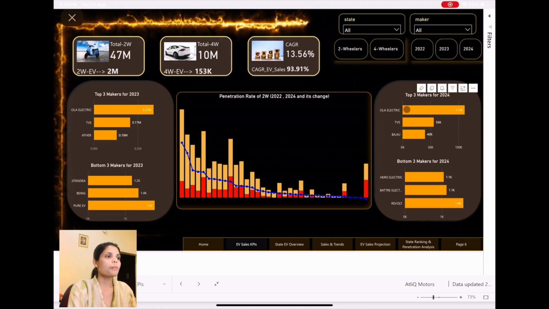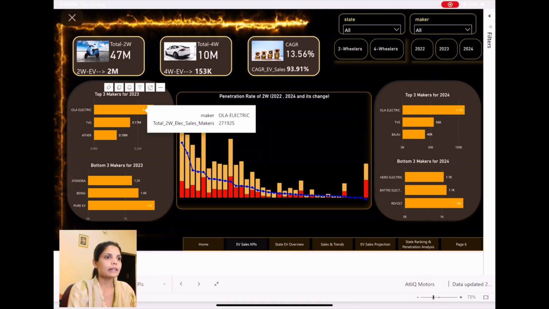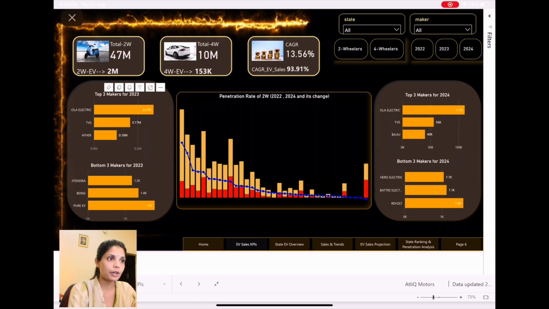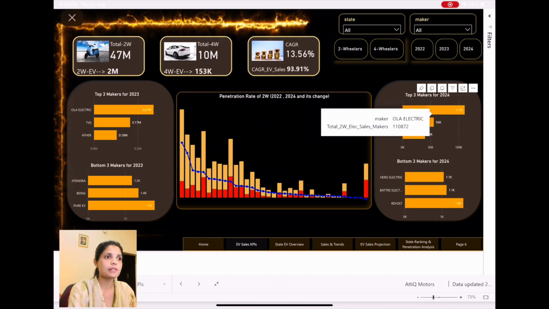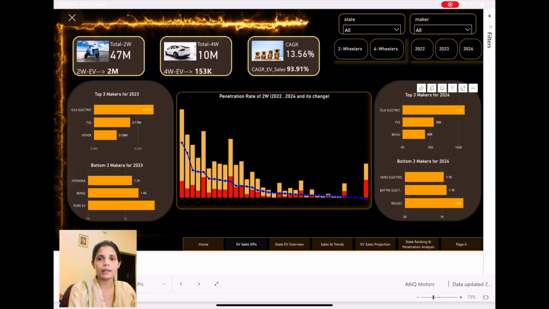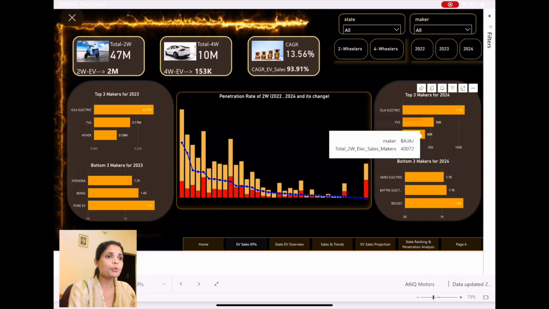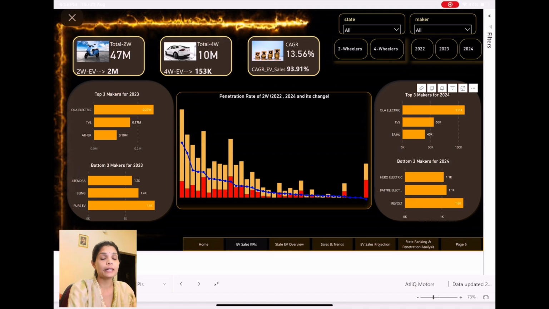Next, coming to the top and bottom makers in 2023 and 2024. Ola Electric led the two-wheeler market in 2023 with 2,71,925 units sold, but the sales dropped to 1,10,872 units in 2024. This drop might be due to the market becoming saturated or competition from brands like TVS and Bajaj. Bajaj improved significantly and moved into the top 3 in 2024. This shows that the market is changing and staying ahead will require strong brand loyalty and innovation.